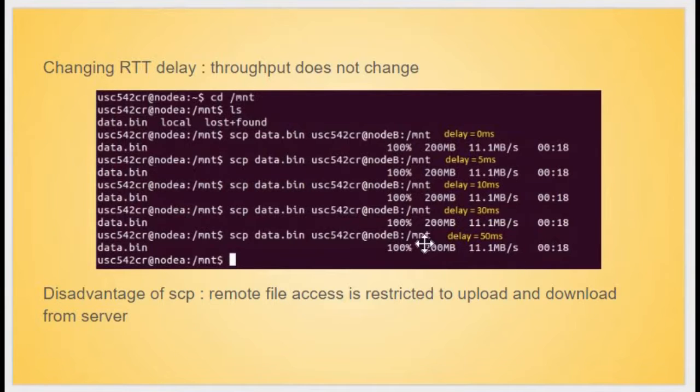The next part of the experiment asks us to experiment with different delays and see how the RTT is affected. While running the same program on DETER lab, we changed the RTT from 0 to 5 to 10 to 30 and 50 milliseconds, and we noticed that there was not much change in the throughput, and it remained a constant 11.1 Mbps throughout.